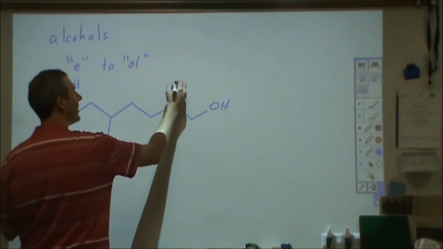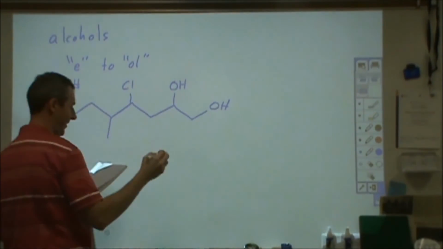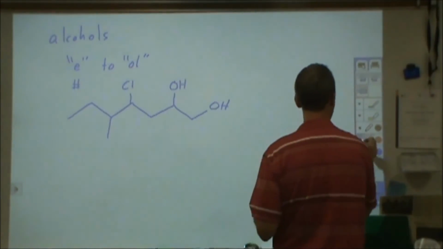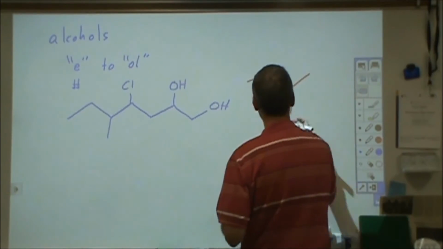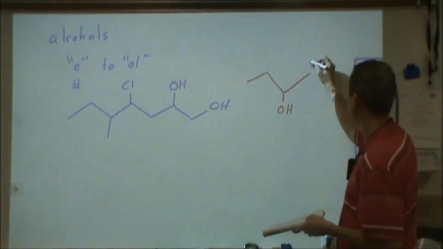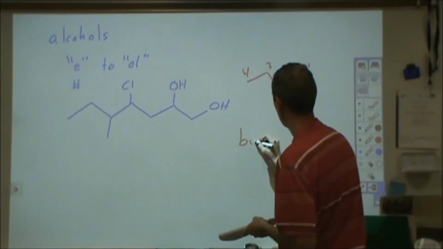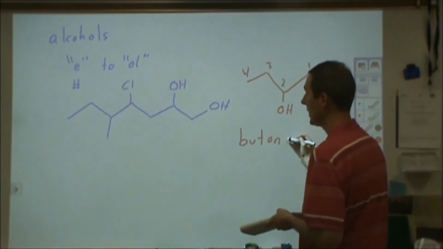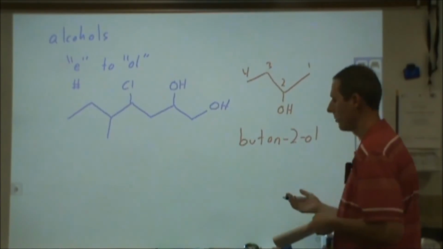Okay, so looks like I've put up the complicated one first. So we'll leave that up there for a second. Let's go ahead and do the simple one first. All right, so in this one we have 1, 2, 3, 4 carbons. So we're looking at butane. When we get to the E, we're going to change it to OL, and we're going to put what number that is present. So butanol.